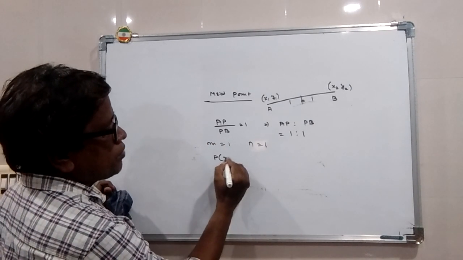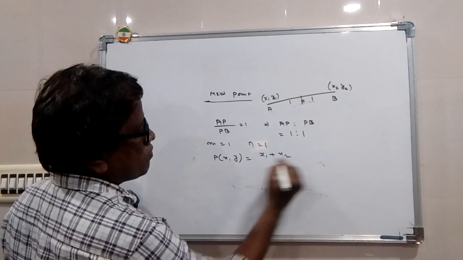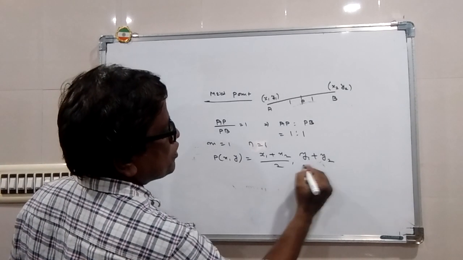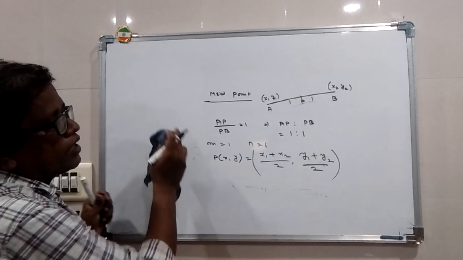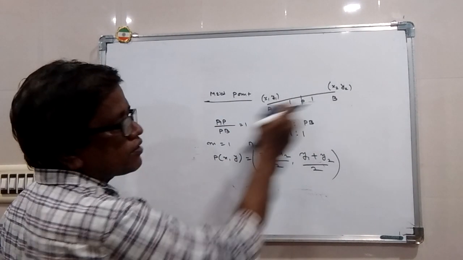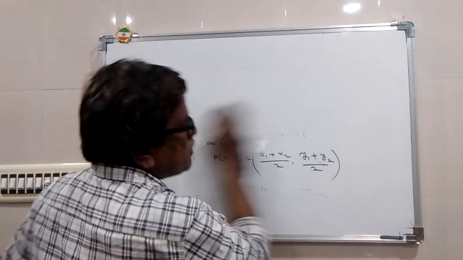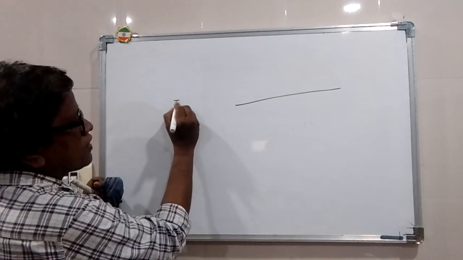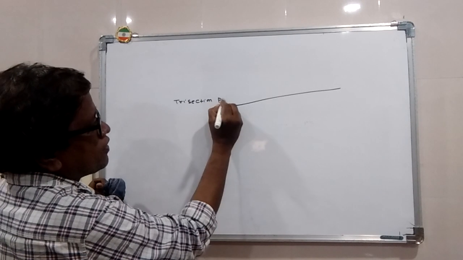So P(x, y) will be equal to ((x1 + x2)/2, (y1 + y2)/2). This is your midpoint formula. It means AB is divided by point P in the ratio 1:1. This is also called the bisection point. Similarly, in the case of trisection points, what can we take?